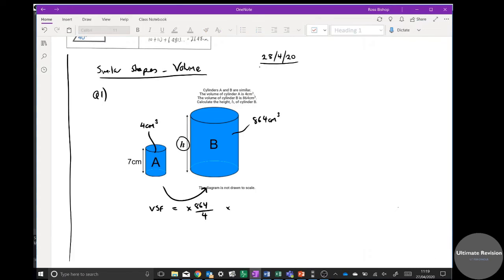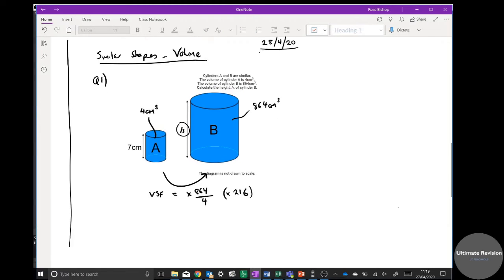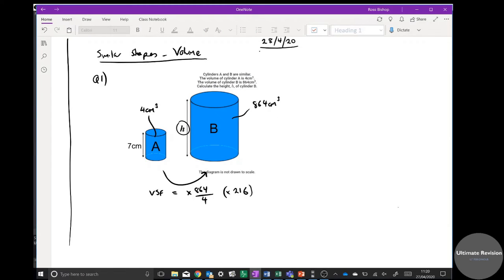So I times it by 216. Okay, so that's the volume scale factor. Now I don't times by 7. If I did 7 times 216 for the H, that is a disaster and that is incorrect, okay? What I do need to do is work out the length scale factor first.